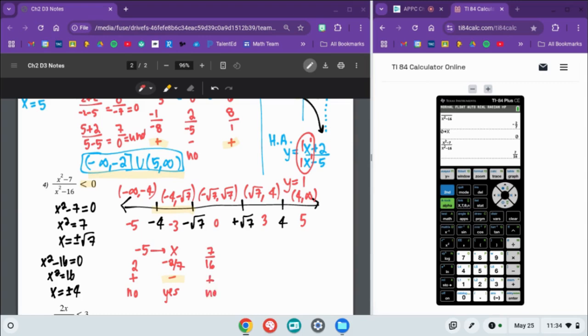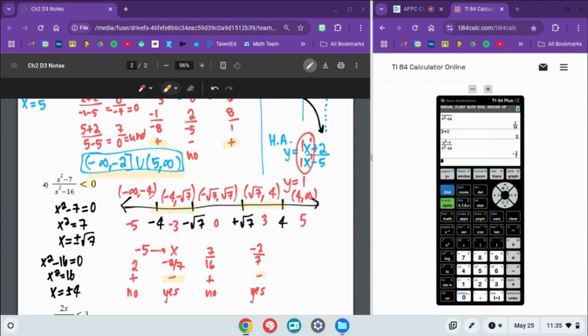So that is not part of our solution set. All right, and then 3, that should be the same answer as -3 because everything's getting squared, but we'll just test it anyway. All right, so +3 should give me -2/7, which we determined earlier was negative, and that is part of our solution set.